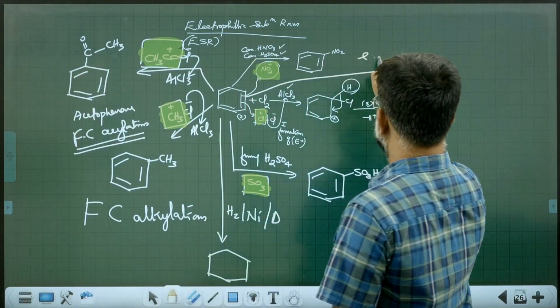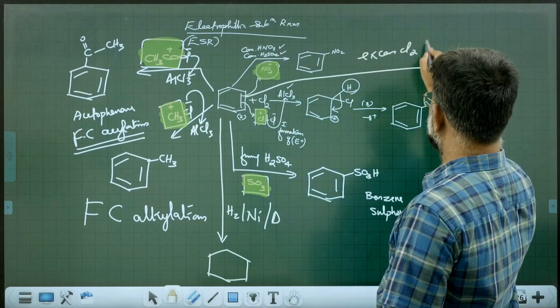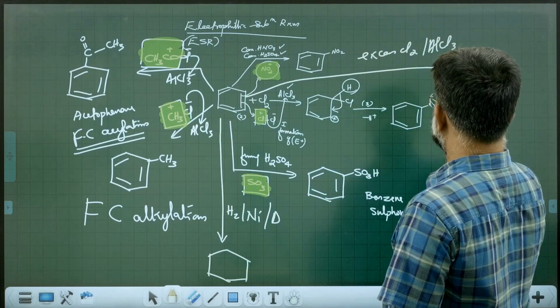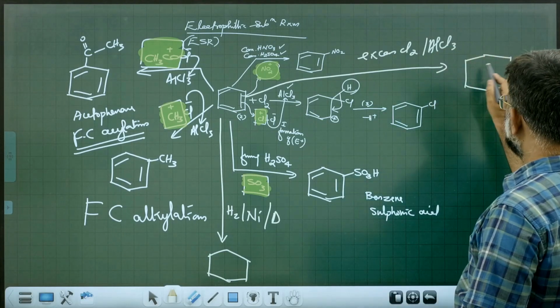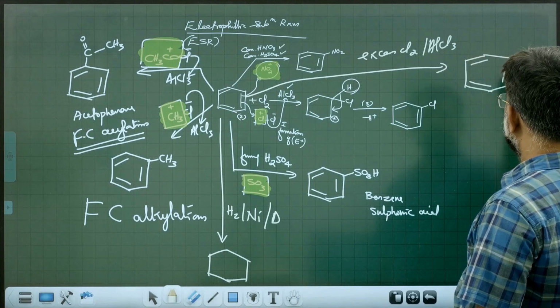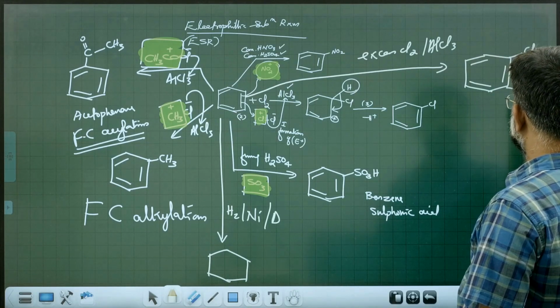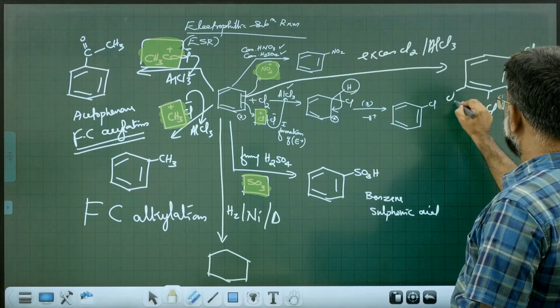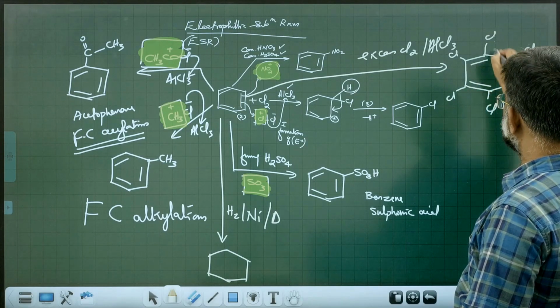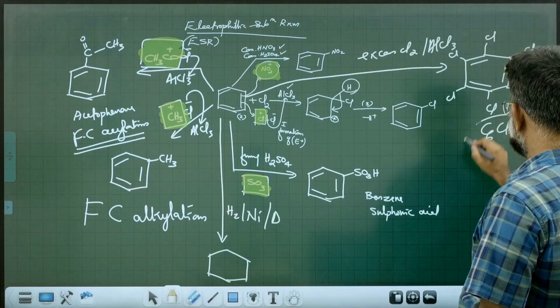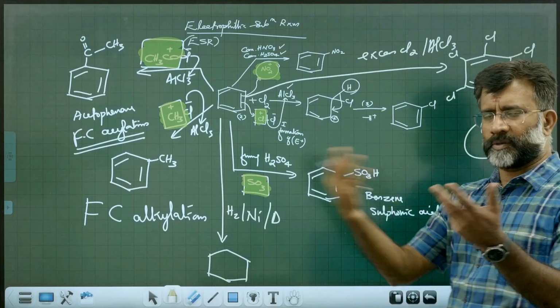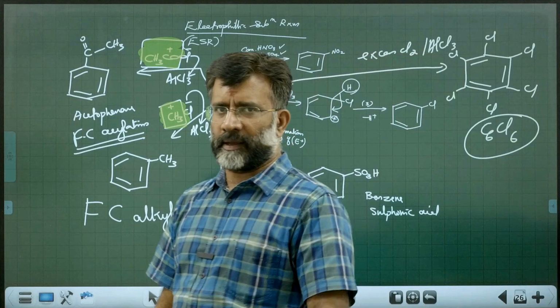You see, you are taking excess chlorine with AlCl3. You can get hexachlorobenzene, with all the hydrogen atoms replaced by chlorine. You get C6Cl6. Exhaustive halogenation. That can be done.